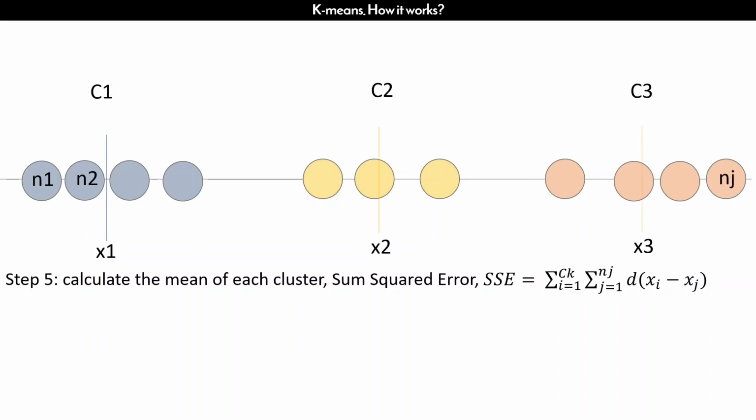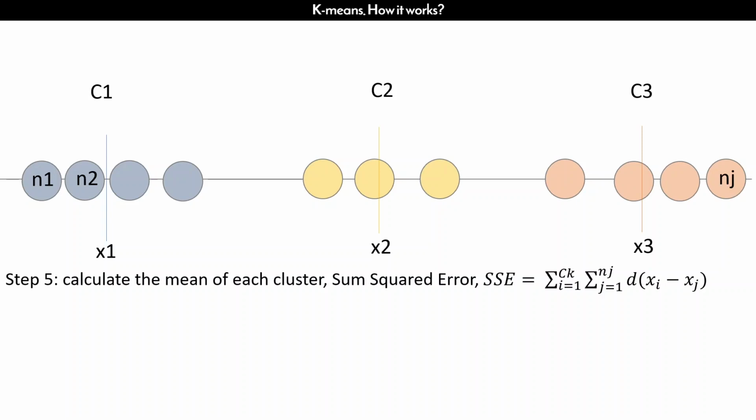Lastly, step 5 is to calculate the mean of each cluster, and this can be done using the SSE equation, the sum squared error, which is presented on the slide. You can see that it calculates the distance between each node and the mean of its cluster. Here the mean of cluster 1 is x1, the mean of cluster 2 is x2, and the mean of cluster 3 is x3.